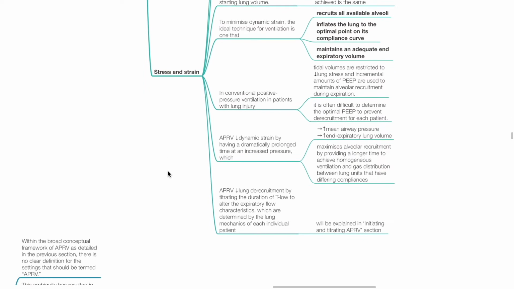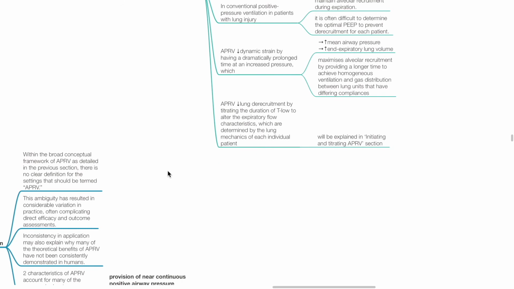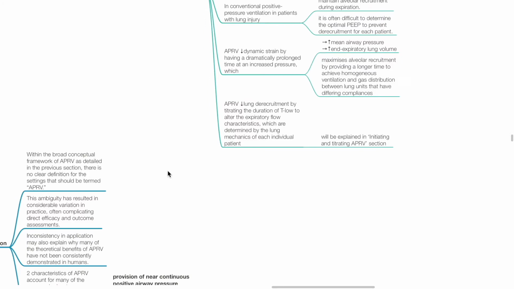APRV reduces dynamic strain by having a dramatically prolonged time at an increased pressure, which increases mean airway pressure and increases end-expiratory lung volume. This maximizes alveolar recruitment by providing a longer time to achieve homogeneous ventilation and gas distribution between lung units that have differing compliances. APRV reduces lung de-recruitment by titrating the duration of T low to alter the expiratory flow characteristics, which are determined by the lung mechanics of each individual patient. This will be explained further in the initiating and titrating APRV section.